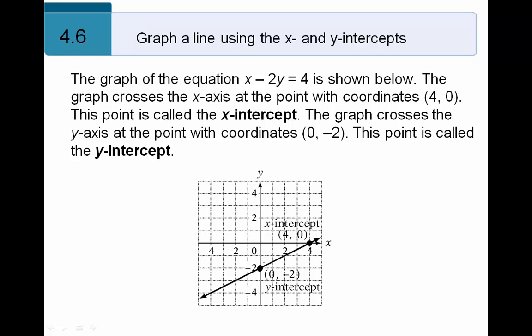So one thing I really want to reinforce here is this point right here is the x-intercept. Notice that the ordered pair for this point is 4, 0. Notice if a line is intersecting a point that's right on the x-axis, that's its x-intercept, and notice that the y will always be 0.